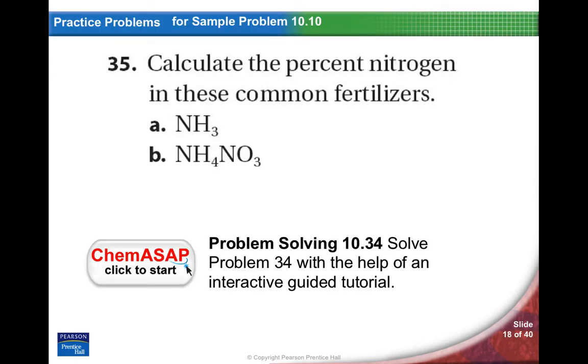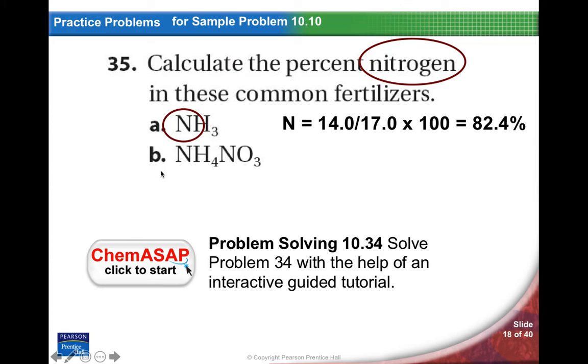The next slide has 2 different compounds. You can pause the video and try this for yourself. It's asking you what percentage of nitrogen is in common fertilizers. So NH3 is ammonia gas. We don't usually gas our stuff, but there's nitrogen in it. And there's 1 atom of nitrogen in every molecule of ammonia. This one's a little bit trickier. Oops, I should have said pause. Sorry, I'll do that with the next one.